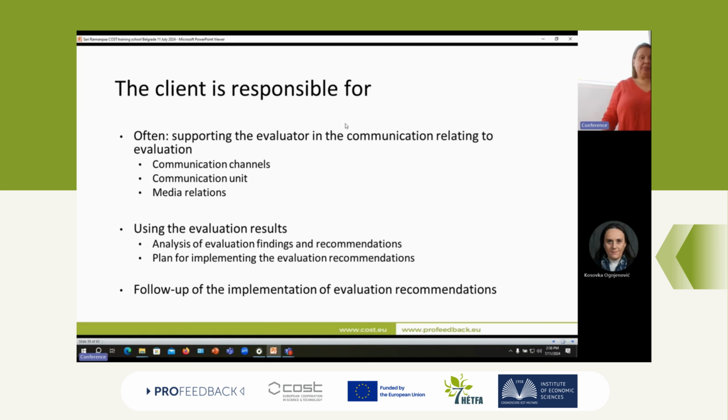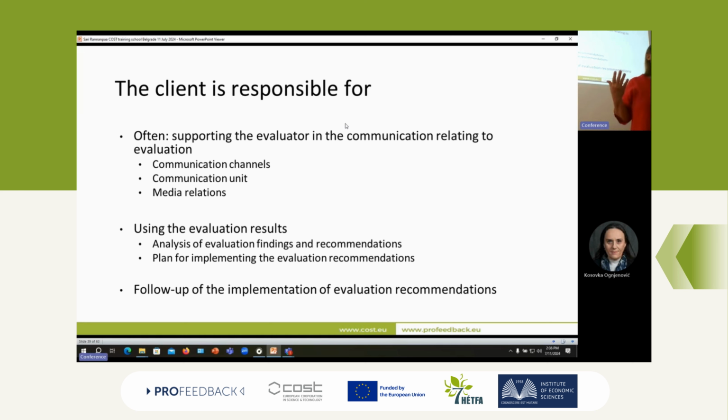The client is also responsible for using the evaluation results. And this is the sad part of being a consultant, because you do all this work and you know better what they should do, but you can't implement the changes. And you just have to live with it. But okay, it might be that they order another evaluation study and you tell them that you should have done what I told you in the first place.